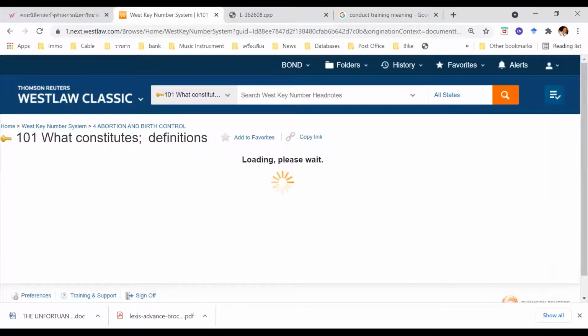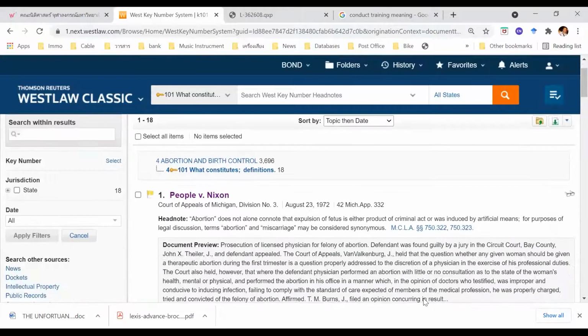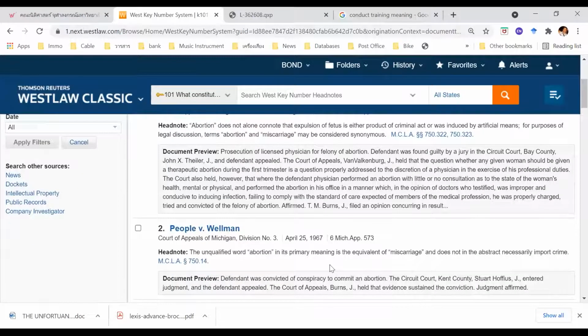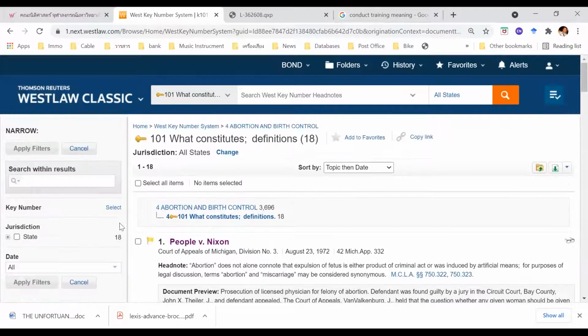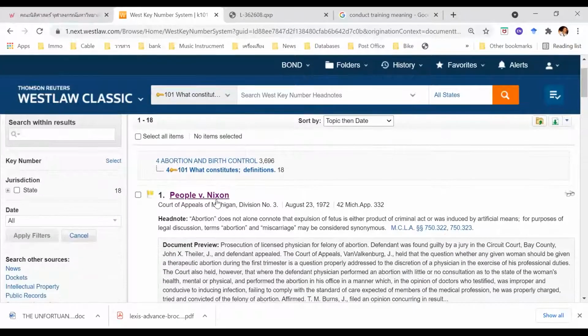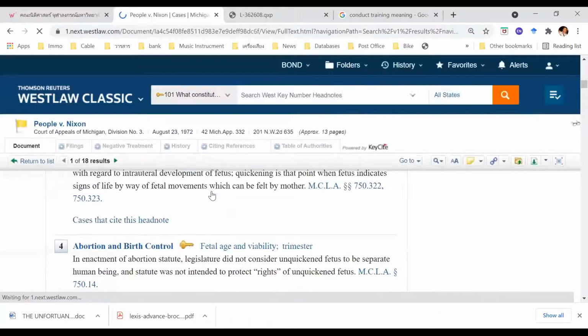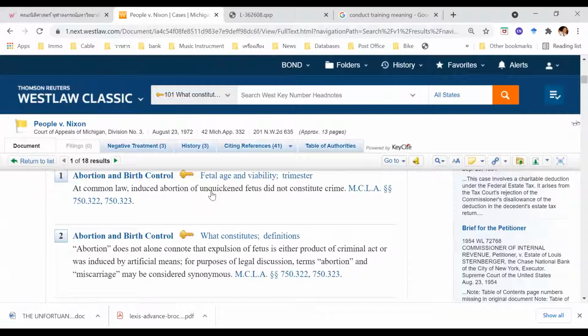See the cases that mention the definition. They list People vs. Nixon, and it gives the definition. They give you only the cases that state the definition of abortion. You just click on this, Court of Appeals of Michigan. So this is good for the literature review in chapter 2. Just click on this. What's the constitutional definition, you just click it.